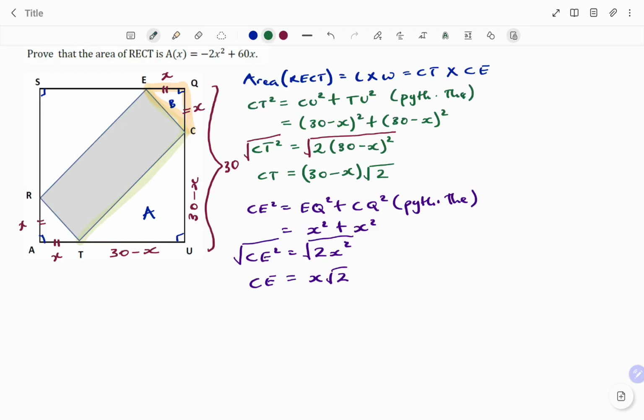Therefore, to find the area, we have area of rectangle RECT equals the length times breadth or width. That's equal to CT times CE, as stated here. That will be equal to your length, or I can call that AX as shown in the question. My CT is 30 minus x root 2.